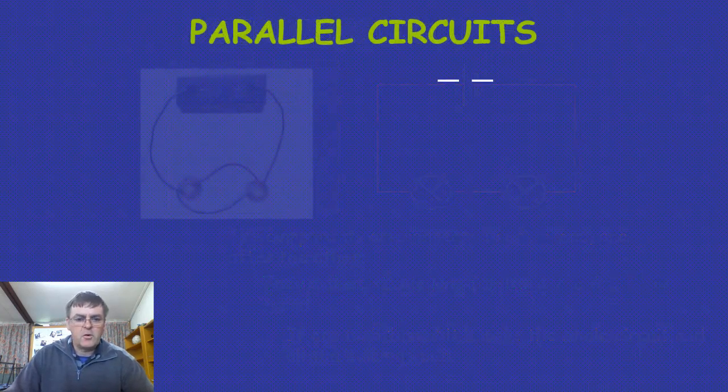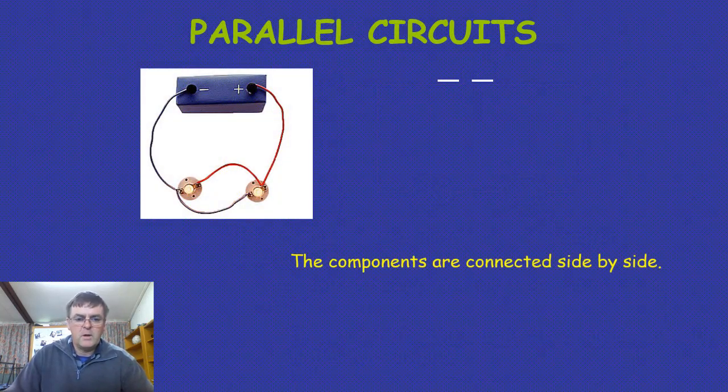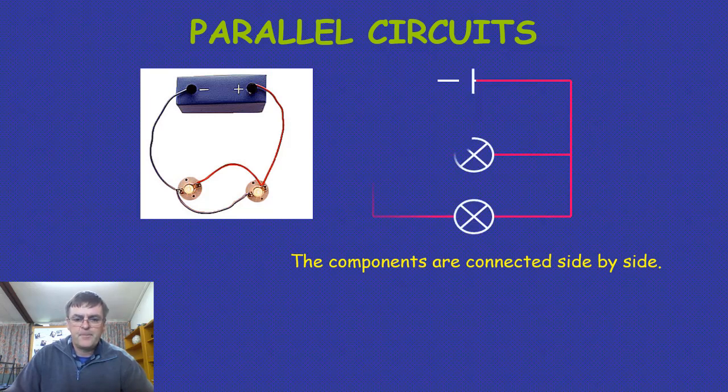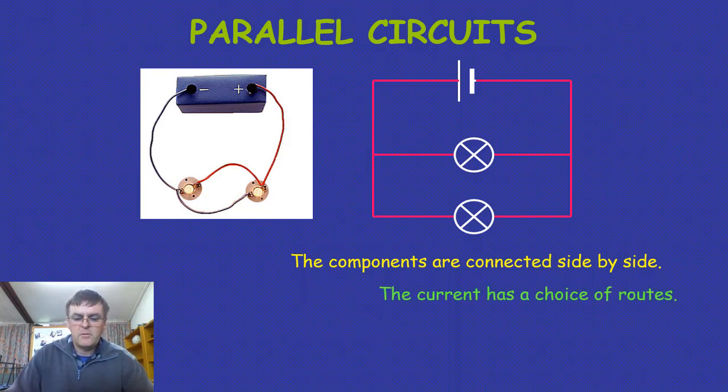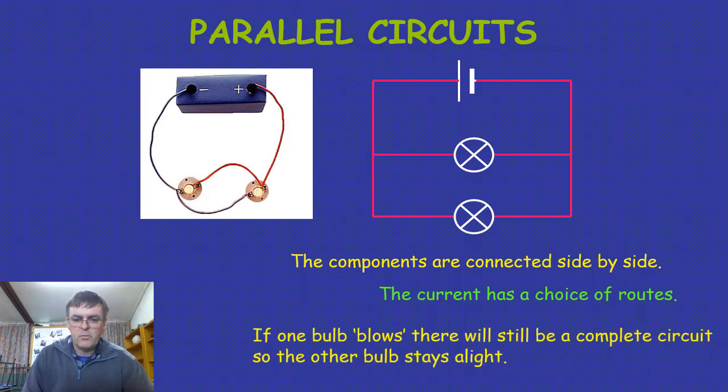However, in a parallel circuit, we've got alternate pathways. Things are connected side by side. We can see here in the diagram, it's probably a bit easier to see from the circuit diagram than it is from the picture. We've got two separate pathways, and the current's got a choice of where it can go. So if, for example, this bulb was to blow, current would stop here, but it can still go through this pathway here. There's still going to be a light bulb alight. This is how the lights in a house are wired up. So if one bulb goes, you don't end up in the dark.